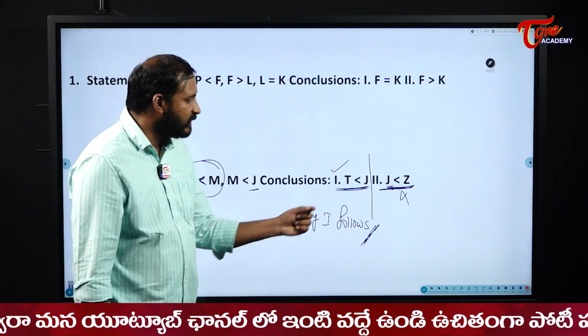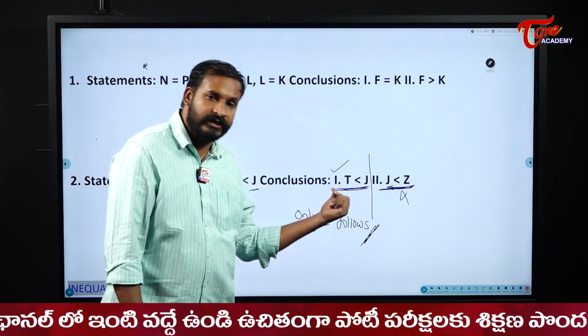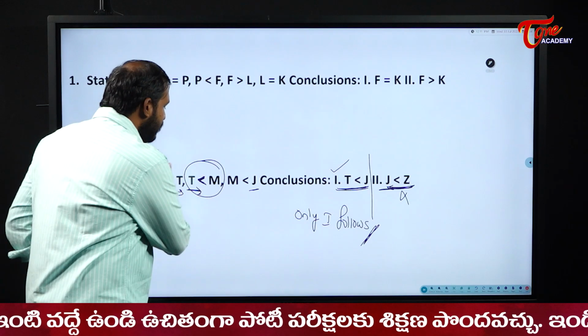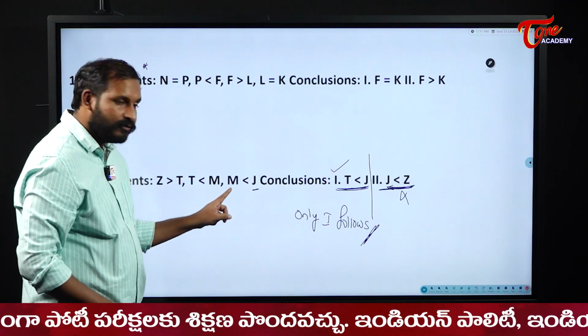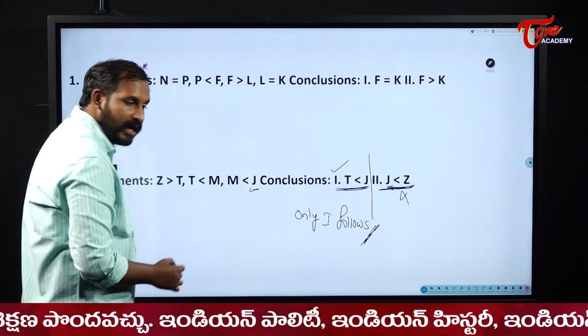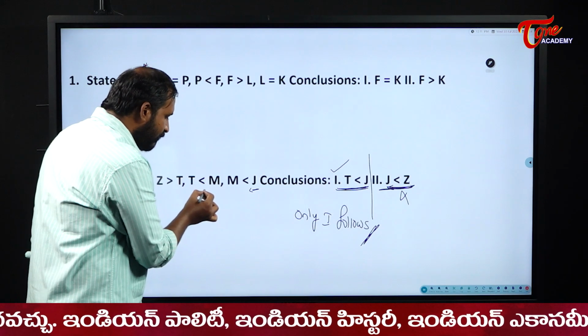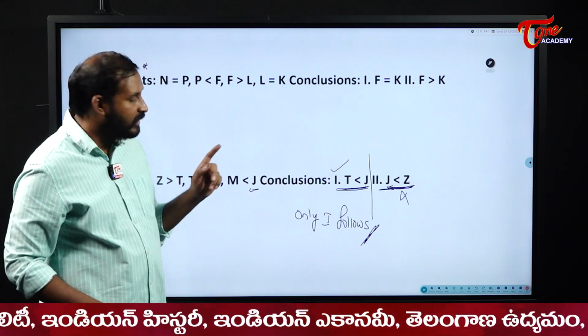Just to see here, students, from J I need to travel to T. Once again I am repeating. J to M I can travel, sir. Yes. Why? Because this is an open gate. And M to T I can travel. Why? Because this is also an open gate. So my first one is correct, or follows the given statements.